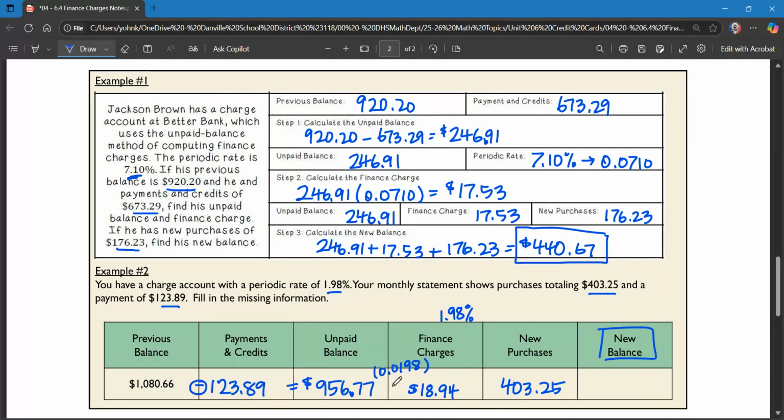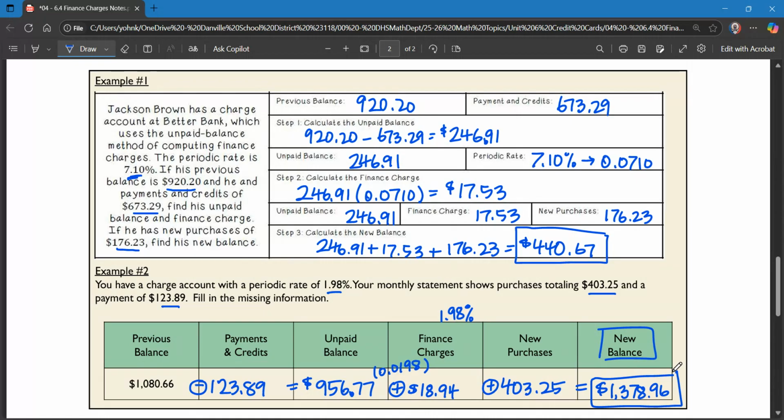That's more money I have to pay, so I'm going to add it. New purchases is also more money I have to pay, so I'm going to add it. So my new balance, I'm going to take my unpaid balance, add my finance charge, and add my new purchases. This is going to give me a total of $1,378.96.